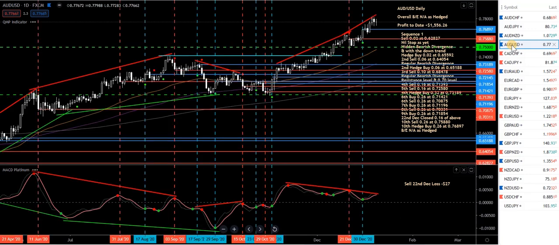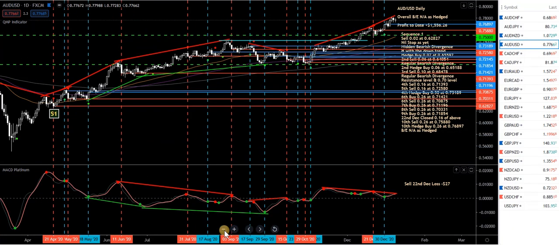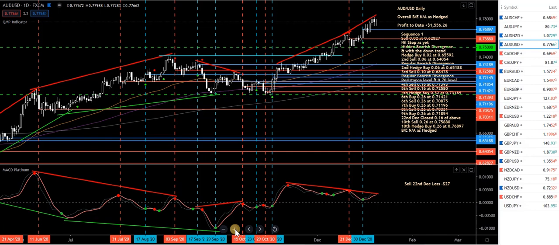Aussie USD. Now, this is one where I'm in a sequence 1 from a long time ago. Like the Aussie Swiss, sequence 1 starts back here. I'm still trying to work my way out of it. I like trading the Aussie, but geez, it's doing my head in at the moment.